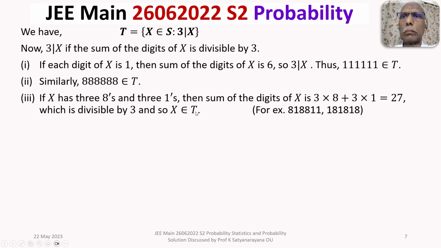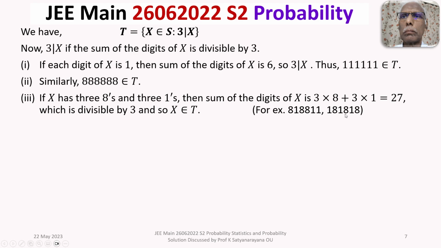Therefore, X belongs to T. For example, let us see one or two. I will show you what are those which have 3 8s and 3 1s. So here is an example: 8 1 8 8 1 1. This has 3 8s and 3 1s.